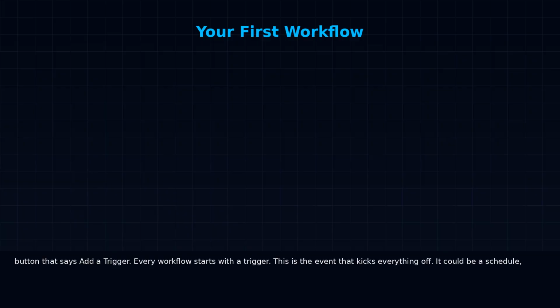It could be a schedule, like every morning at 8 a.m. It could be a webhook, meaning an external app sends data to n8n. It could be a new email arriving, a new row in a spreadsheet, a new file in a folder, or even a manual click. Let us build something practical.